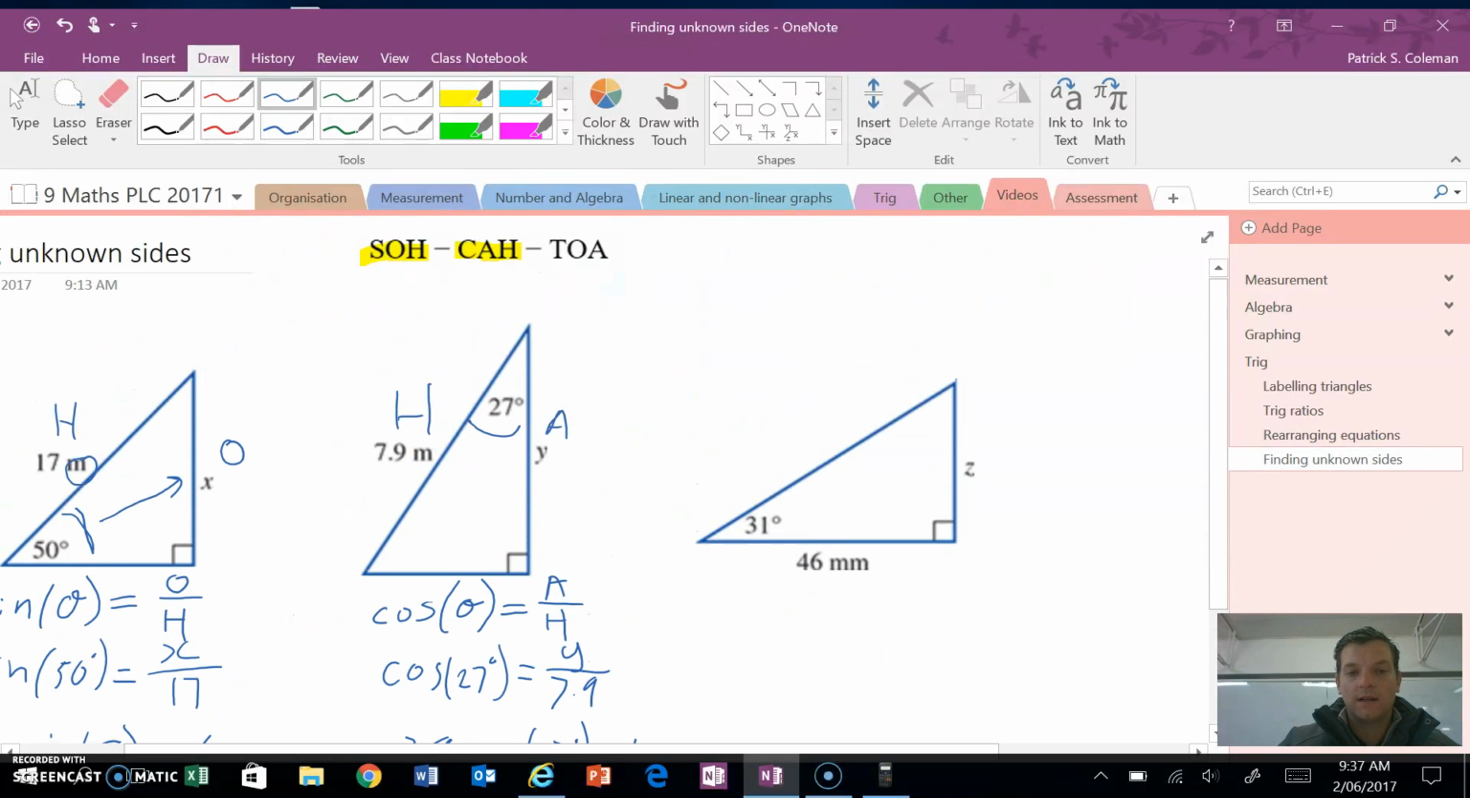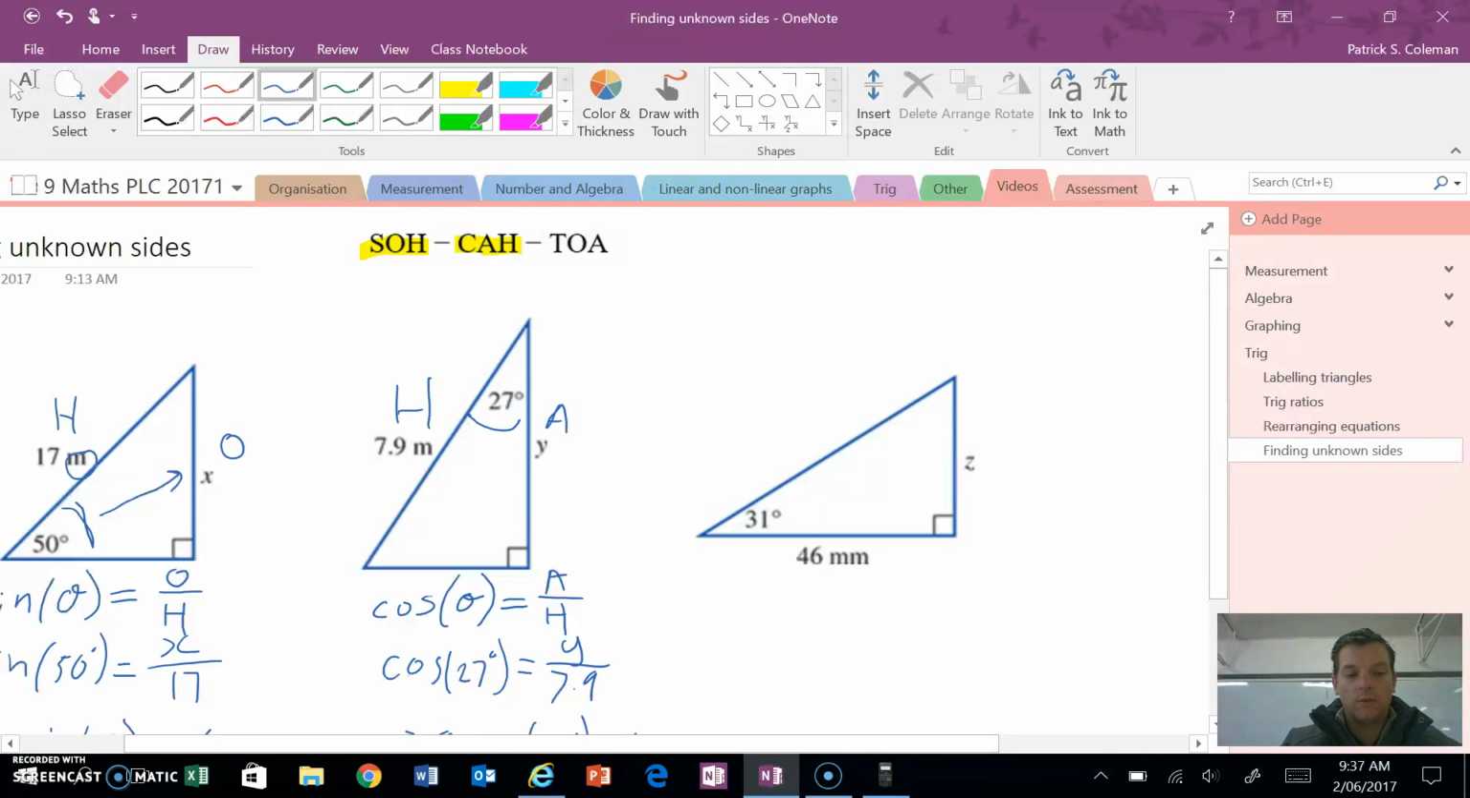Okay, so moving on to our last example here. Again, we're going to identify the component parts. So we have the angle. So this time we're talking about the opposite, and it's not the hypotenuse that we've got labelled here, but the adjacent side. So we've got the opposite and adjacent, so we're going to be using tan.